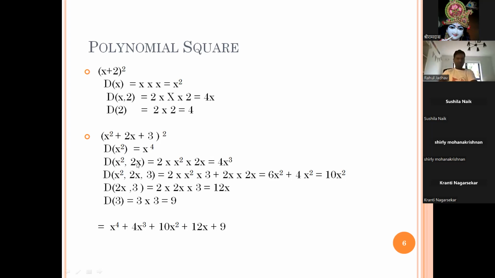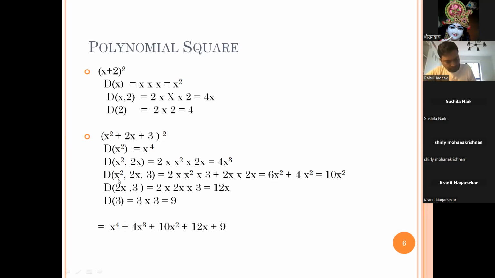Duplex of x square and 2x. So for two digits, how do we calculate? Multiply them with each other and double it. So 2 into x square into 2x. x square into x is x cube, and 2 into 2 is 4. So 4x cube. Clear, ma'am?